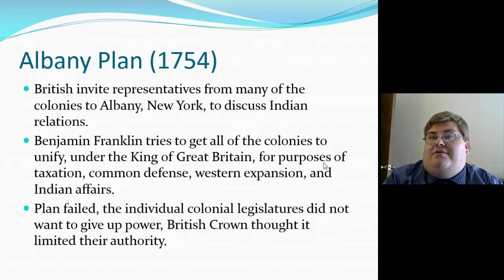Now it fails. And it fails because colonial legislatures don't want to give up their power. The British Crown is extremely paranoid and is afraid that this will somehow subvert their authority in the colonies. So the plan falls apart.